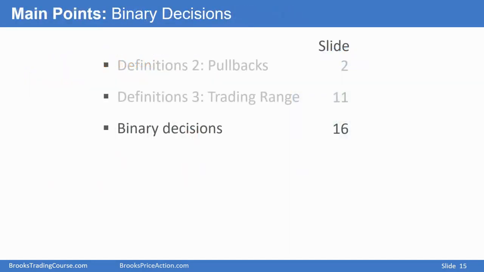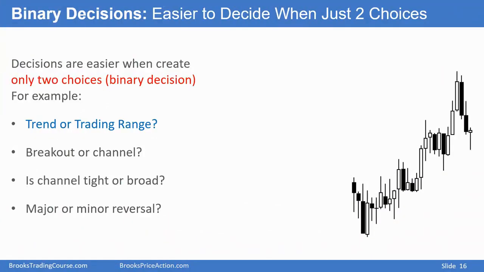I mentioned that a lot of times it's easier to make decisions if you structure the decision as a binary decision. Binary means two. You want to give yourself just two choices. So for example, you look at a part of the chart right here and you ask yourself, first off, is it a trend or a trading range? And if it's a trend, is it a channel or a breakout? So this is a bull trend and has pullback, so it's a channel. Is the channel tight or broad? And we're getting a reversal. Is it minor or major?